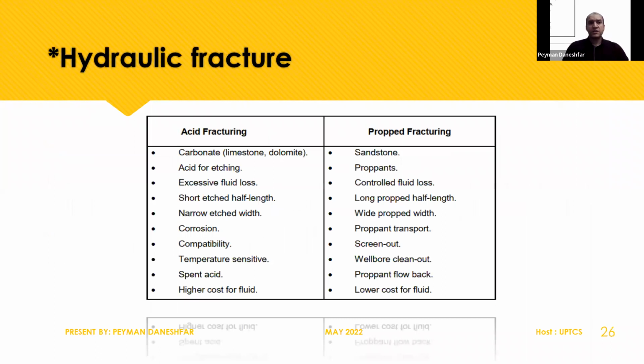Here you can see some differences between acid fracturing and hydraulic fracturing. Acid fracturing is used in carbonate formations, but not sandstone. We use acid for etching, but in sandstone we use proppant. As you can see again and again, there is corrosion in acid fracturing, but in a hydraulic fracturing fluid, no corrosion, okay?